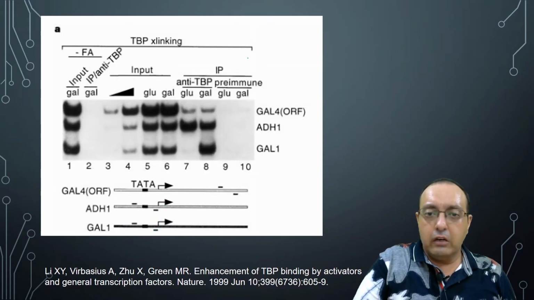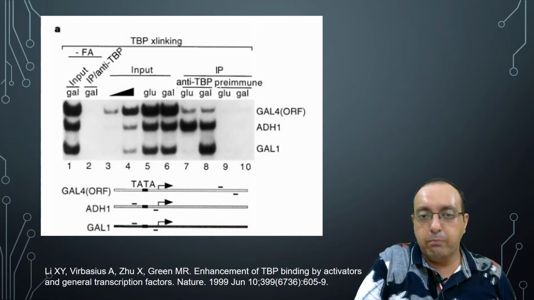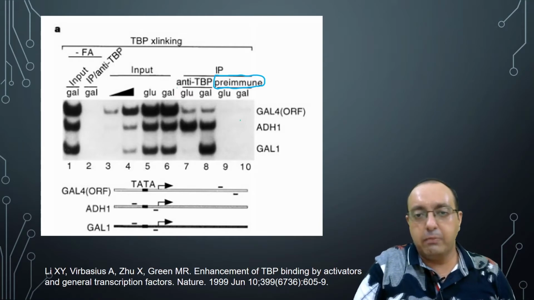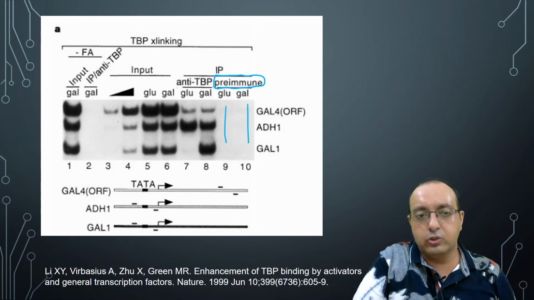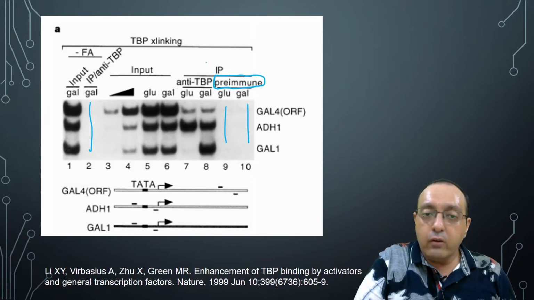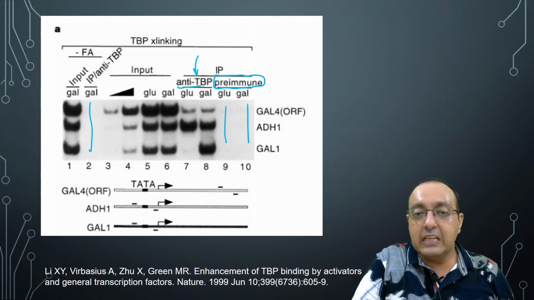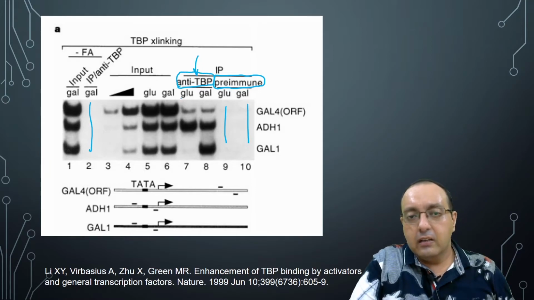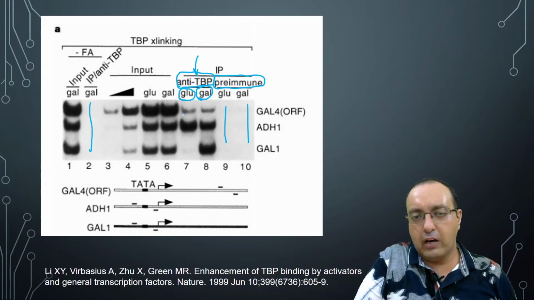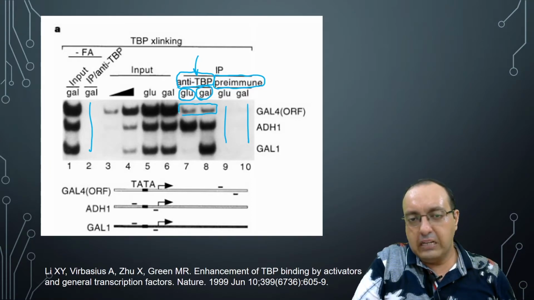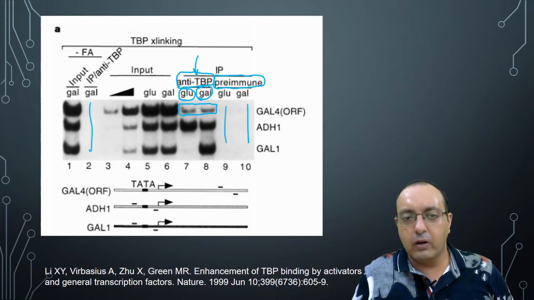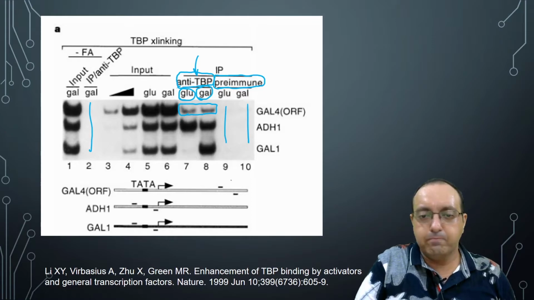Okay, here we are looking at their IP experiment from pre-immune. So this is before IP. So of course no signal, just like here, in presence of glucose or galactose. And when they look at IP with anti-TBP antibodies in presence of glucose and galactose, now see here, GAL4 ORF, pretty weak signal, and it does not give almost any signal, as compared to what they had here.